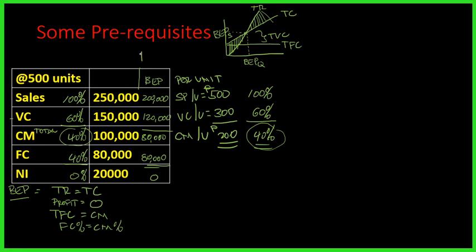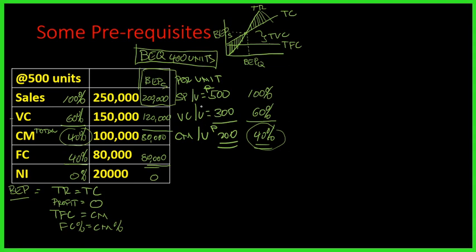What about in quantity? Your break-even quantity will now be, what's the easiest way? Since you already have your sales, you simply divide that by your selling price per unit. Basic. 200,000 divided by 500, you will get 400 units. So that's your break-even point in units, and this one is your break-even point in sales.